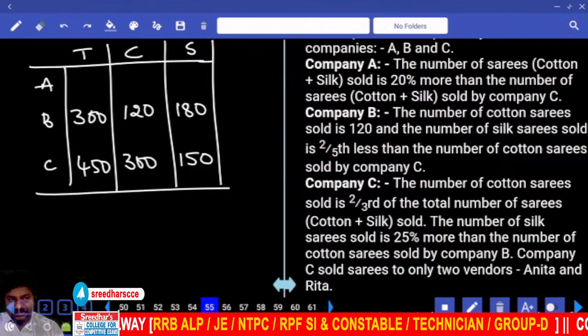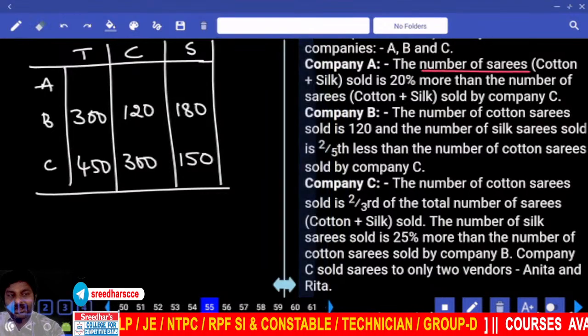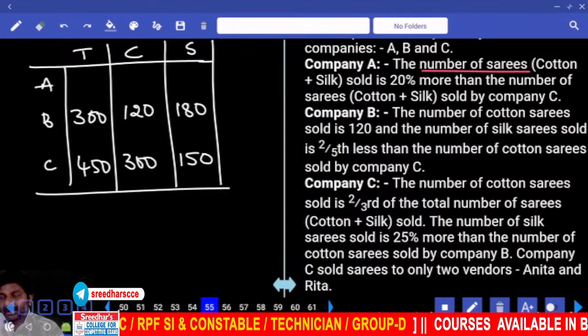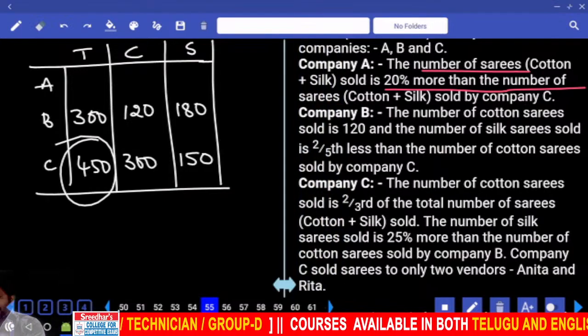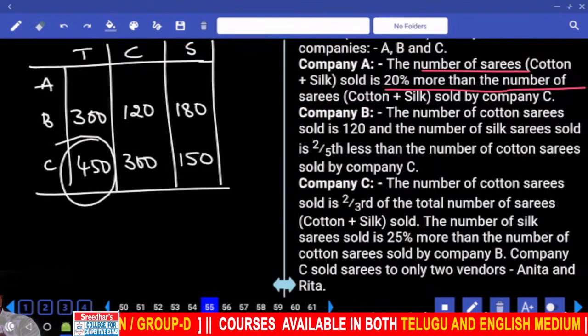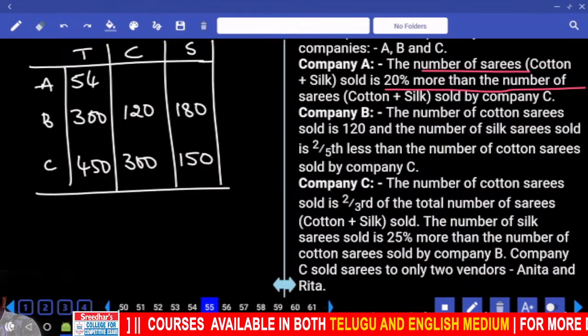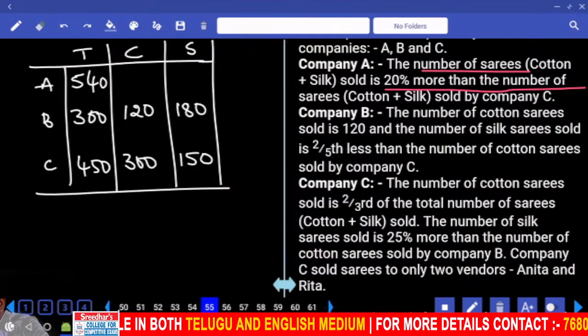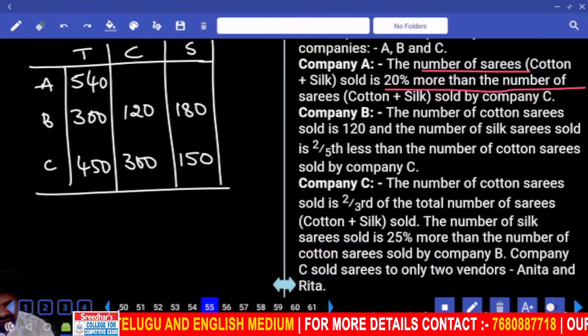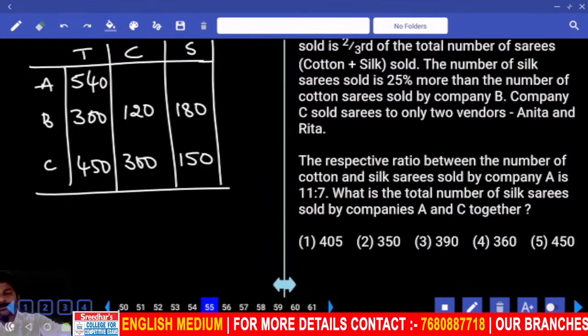In A also we left 1 point. Total number of sarees, both cotton and silk together, is 20% more than that of C. 20% of 450, 90. 90 more. Out of 540, how many are cotton and how many are silk? Do we have any other information? No, leave it. Start questions.